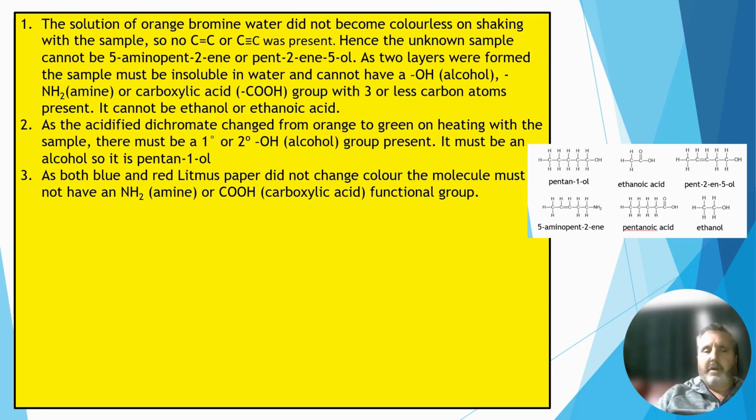So just to confirm this, we go through and we do the final test, which is adding litmus paper. So we add both damp blue and red litmus paper, and we just check that it doesn't change. It didn't change, so it means there's no amine group present, because the red litmus paper didn't go blue, and amine is a base, and there is no carboxylic acid present because the blue litmus didn't go red. Now we expected that, because we'd already decided, remember, that our molecule was pent-1-ol and not pentanoic acid, so we'd expected that we would have had a negative test for carboxylic acid. So now we can just say the molecule is pent-1-ol. We're pretty confident with this.